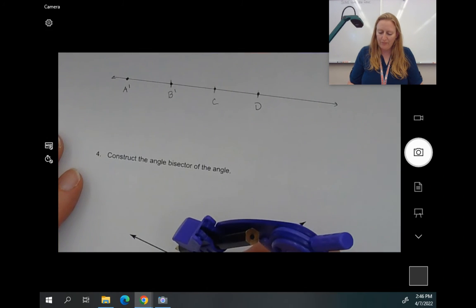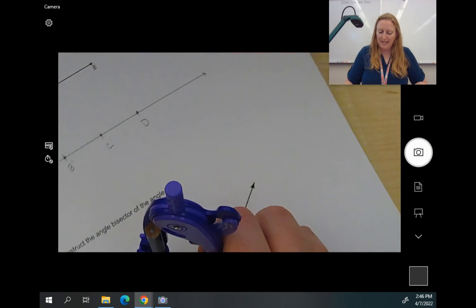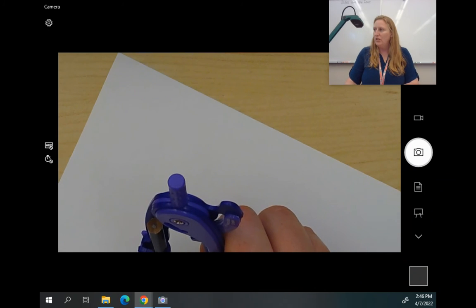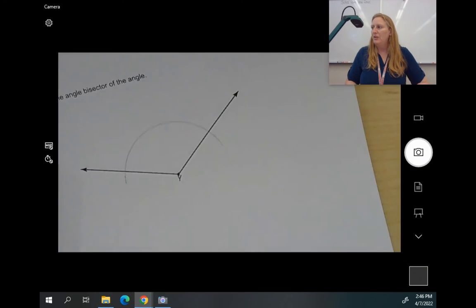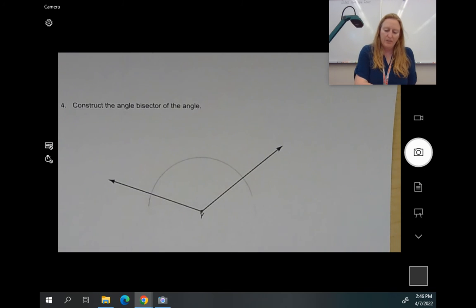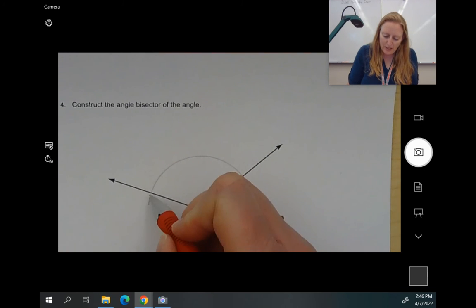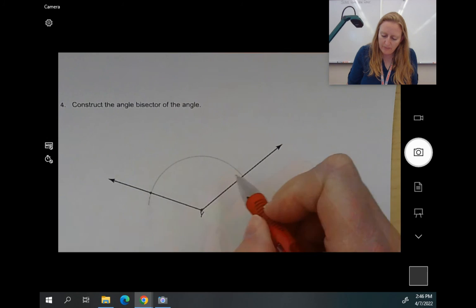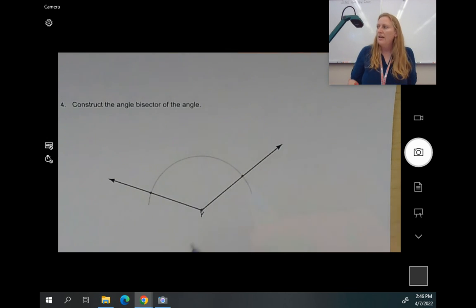So I'm going to do my arc. Try not to let it slide. There we go. I just need to make sure my arc hits both sides. It's a two-handed job. All right, so now I have a point here, and I have a point here.